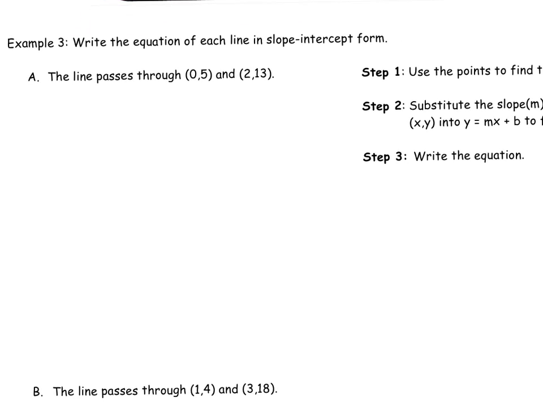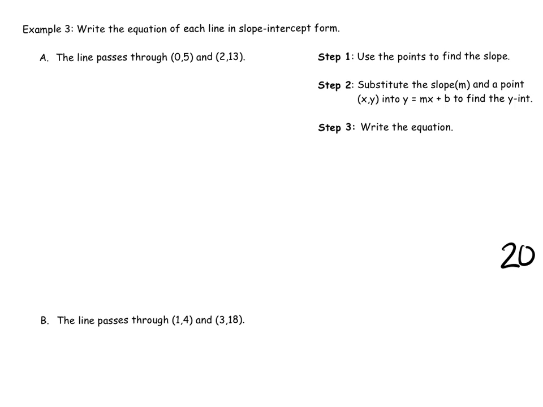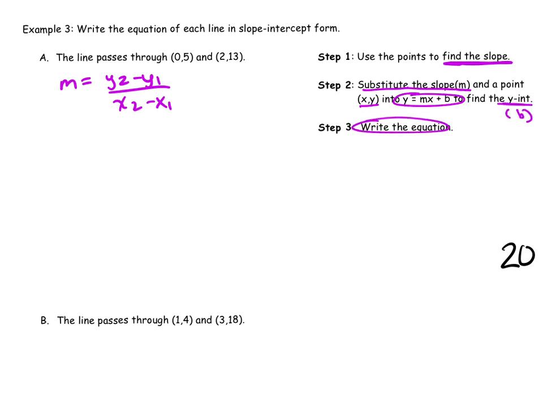So now that I just modeled that example for you guys, I want you to try example 3 on your own. Remember, we need to find the slope. Use the steps here. Find the slope using our formula. Once you have the slope, substitute the slope and the point into our equation to get the y-intercept, which is b, and then you'll write your equation. So pause the video here and see if you get the same solution as me.